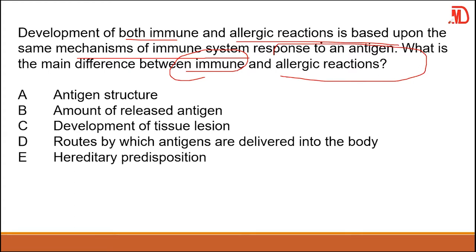What it means to overreact is that your immune system is responding aggressively to that antigen. And that aggressive response to that antigen always leads to what? Tissue damage. So any reaction that is leading to tissue damage is an allergic or hypersensitivity reaction. I repeat, any reaction that is leading to tissue damage, we call it what? Hypersensitivity reaction.